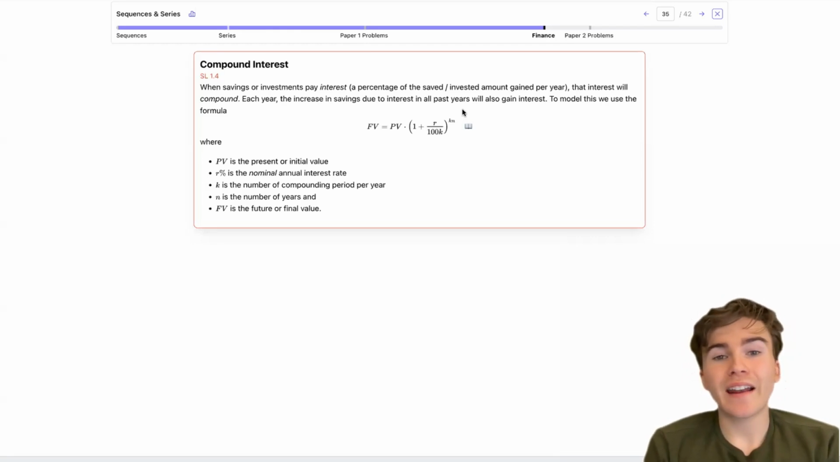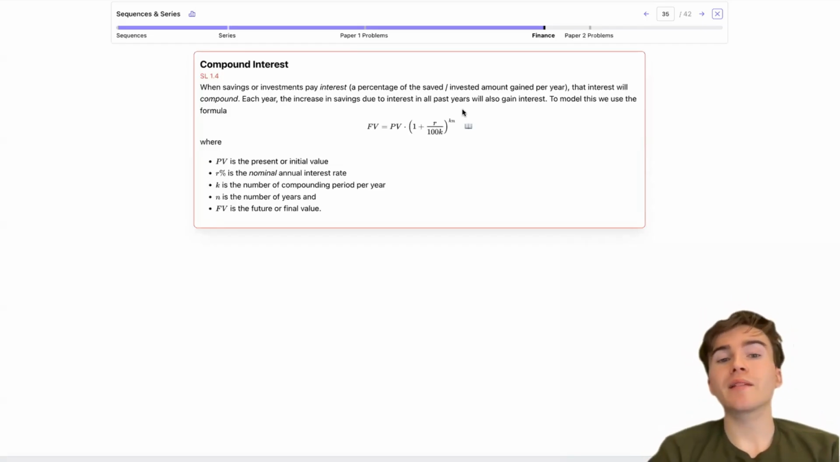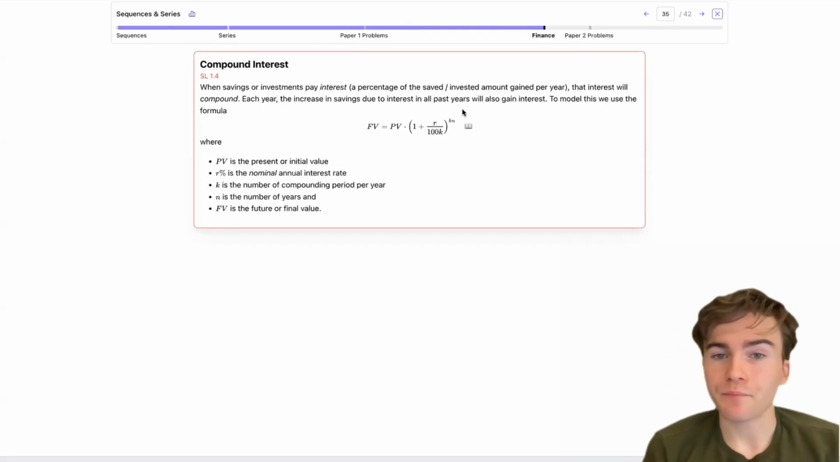So the money that I gain every year in interest is also going to gain interest, and that's what we mean by compounding. You kind of have this snowball where the compounding makes the value of your account bigger, and the bigger the value of your account, the bigger your interest is going to be.